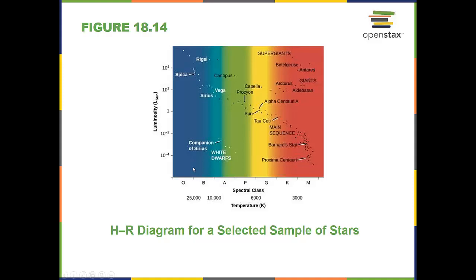At the other extreme are stars that have very, very low luminosity despite being hot. That means they have to be tiny. These are about 100 times smaller than the Sun and only about the size of the Earth. These are called white dwarfs.